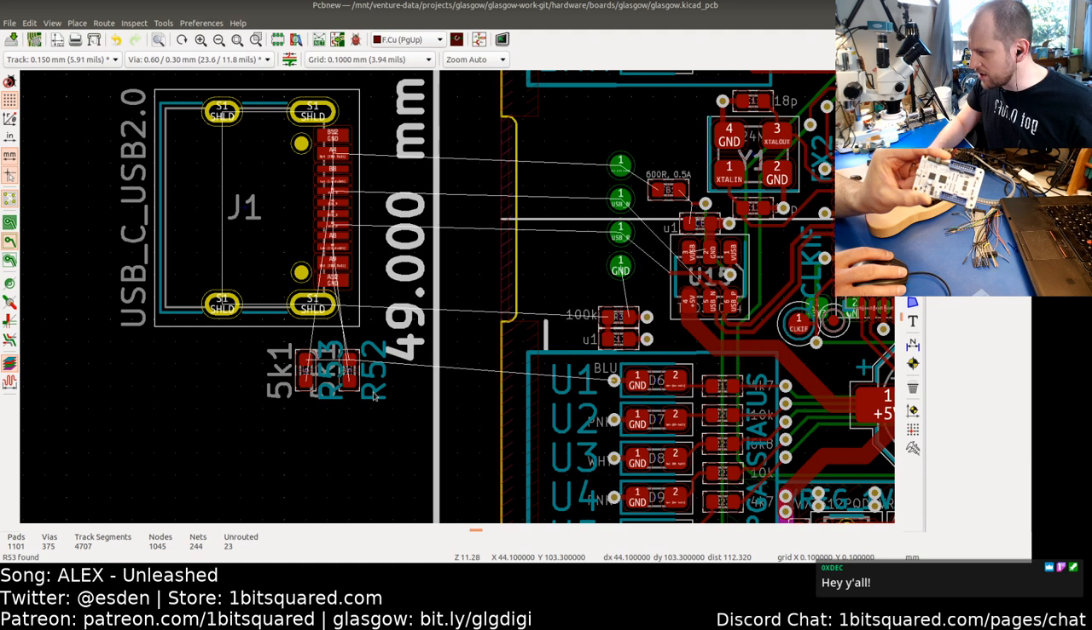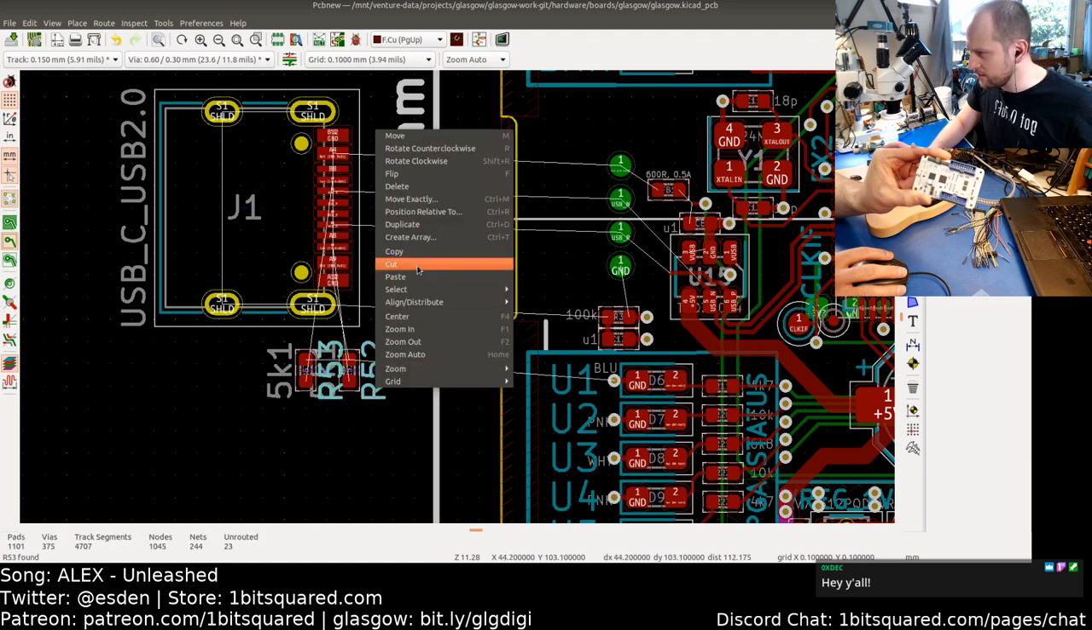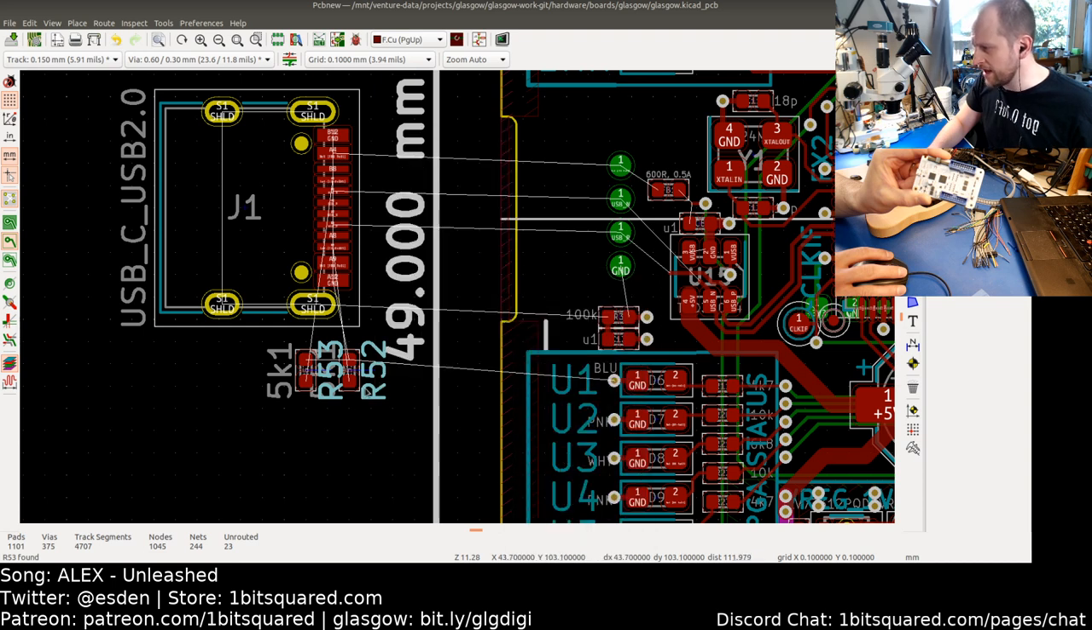Yeah. I wish I could just select these here, then right-click and edit. But I can't, can I? I thought that was possible before. Did they disable that function? Flip, rotate, move. Move exactly. Duplicate, create array. Align, distribute. They don't have a way of me editing the layer on these, as far as I can tell.